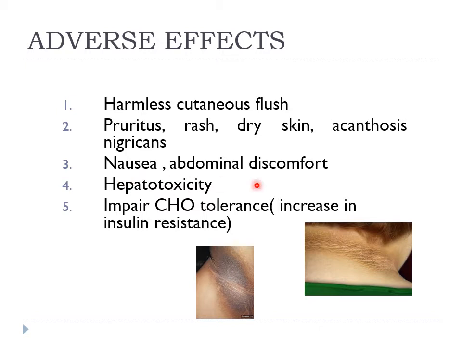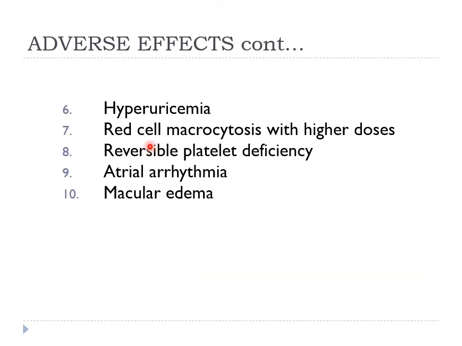It can cause nausea, abdominal discomfort, hepatotoxicity. It can impair carbohydrate tolerance due to increase in insulin resistance. Can produce hyperuricemia because it inhibits the tubular secretion of uric acid. So if a patient is having gout, you won't give him niacin. It can produce red cell macrocytosis, reversible platelet deficiency, arrhythmias, and macular edema. The patient will report blurring of distant vision. So these are the adverse effects, and you have to memorize them because these are often asked in the exam.